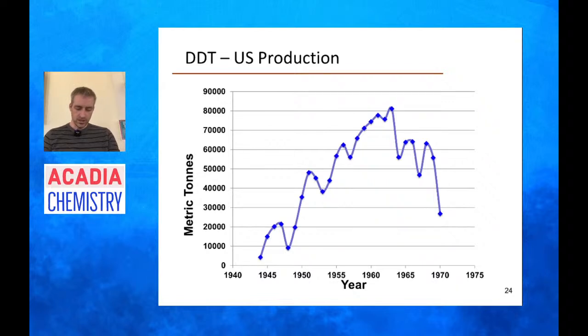So DDT production in the US started in probably 1939 at residual levels. By the middle of the war, it was really starting to ramp up, and it peaked probably in the early 60s, as you see here, at 80,000 metric tons a year. So that's huge, huge amounts of this material.